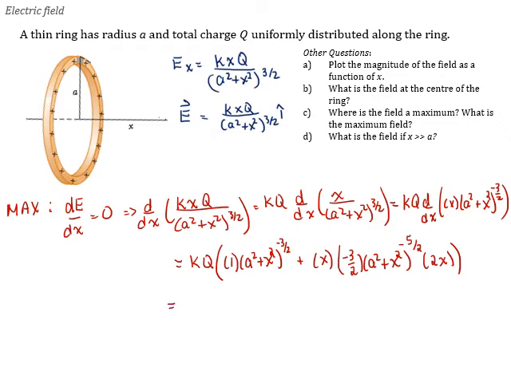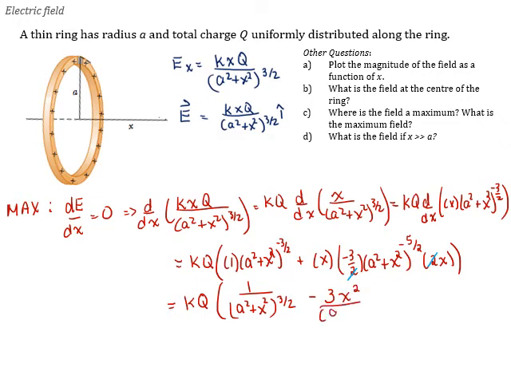So what do we have next? I've got kQ outside. I'll go back to writing these as fractions: 1 over (a squared plus x squared) to the 3/2. Over here, I've got a 2 and a 2, and they cancel. So I've got a minus 3 in front, and an x times an x gives me an x squared.